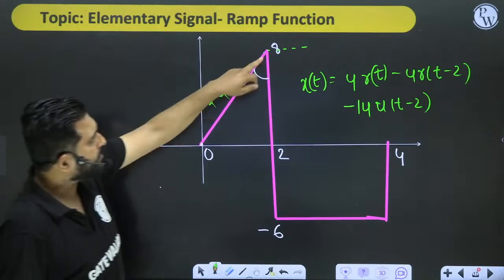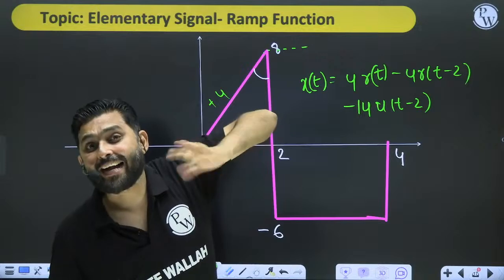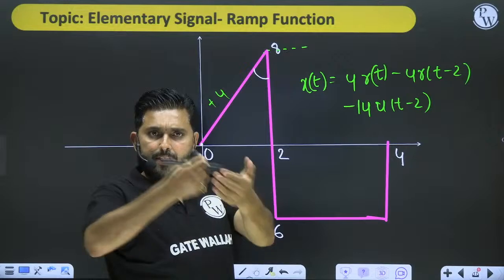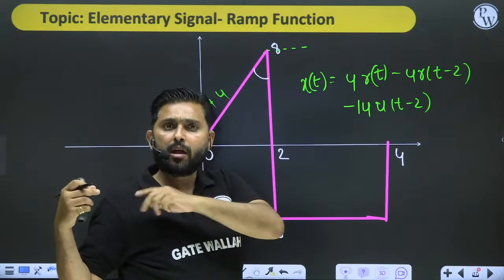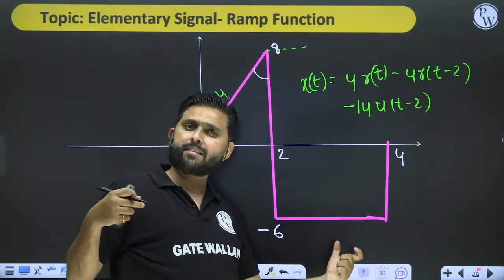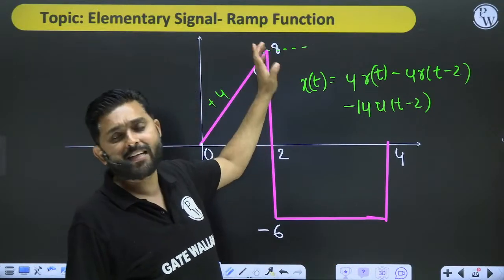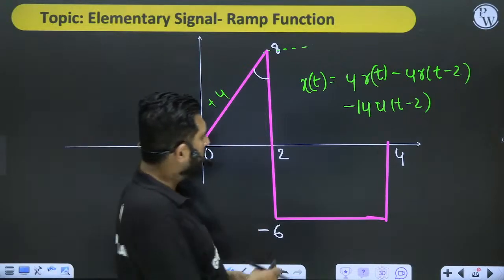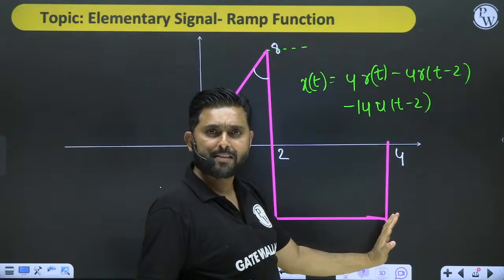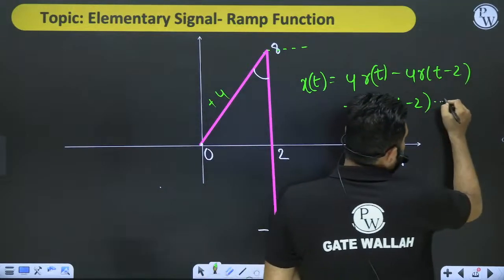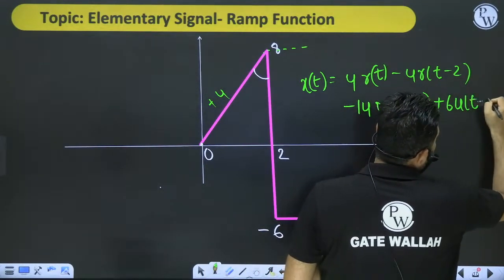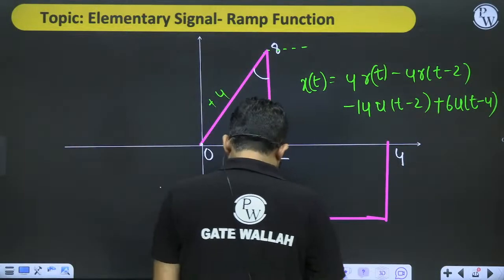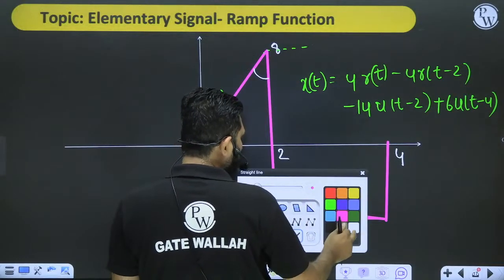Why minus 14? See, this is 8, na? Tell me what I have to add to 8 to get minus 6. So first subtract 8 to become 0, and then minus 6. 0 to minus 6 is 6, and this is 8, so minus 6 minus 8 is minus 14. Now this is having the jump of minus 6. Now to make it 0, we have to add plus 6 u(t minus 4). This is my elementary form of this function, a very easy problem.